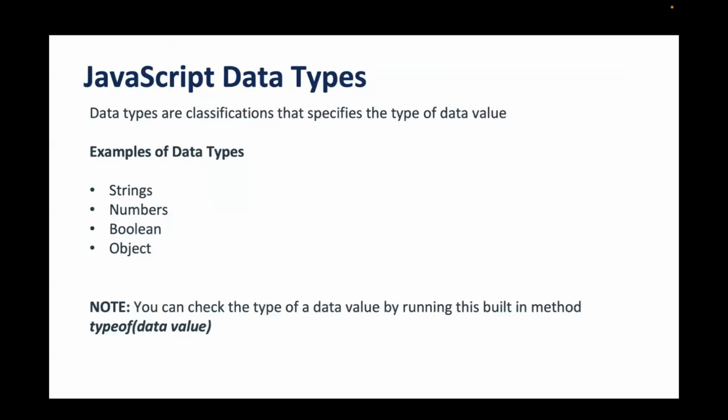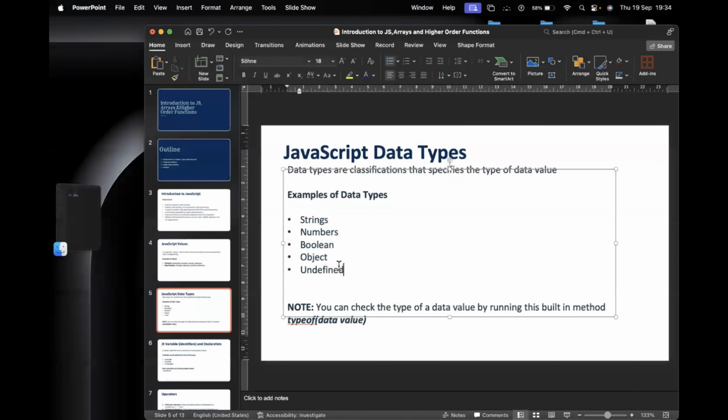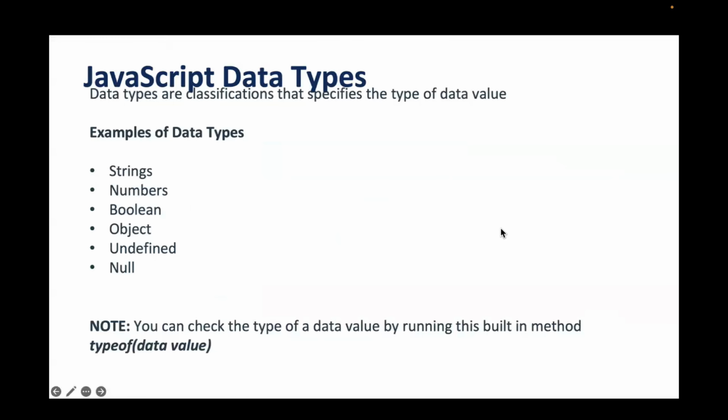Now in JavaScript, we have these types. We have strings, numbers, Booleans, objects, and also other types like undefined and null that are not on this list. Undefined is also a type, right? We should actually add it in here, so undefined and null as well. Let us add it there to be more specific.